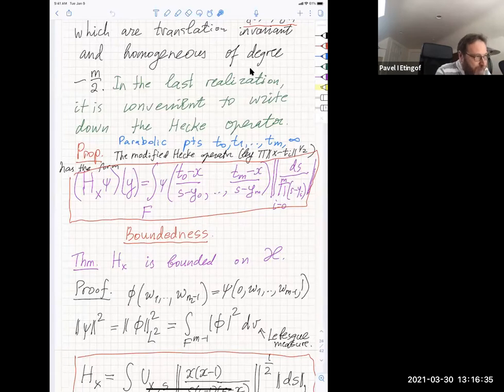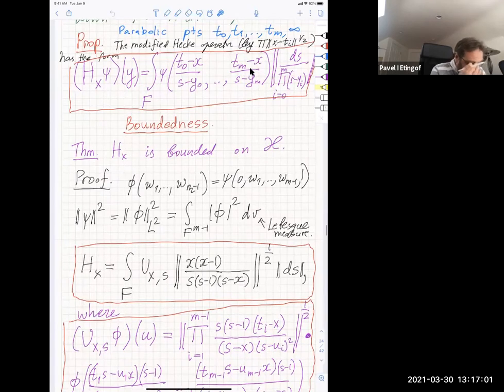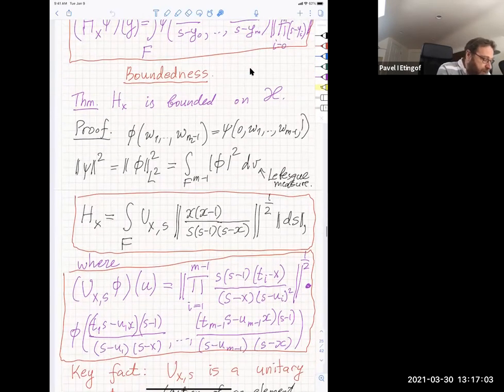We have this projective space of dimension m minus 1, and we think of functions on the big cell of this projective space. Then the L2 norm is, you can check, just the usual L2 norm: the integral over F^(m-1) of the absolute value of phi squared dv, where this is the usual Lebesgue measure. And then you can write the Hecke operator in the following way.